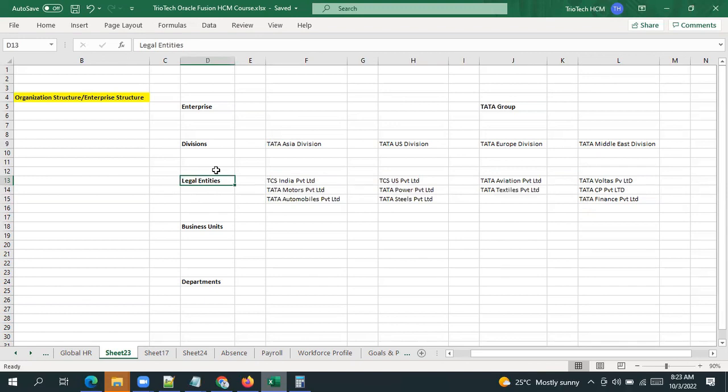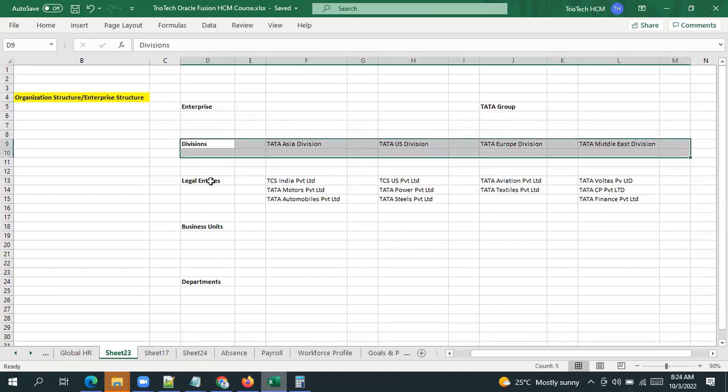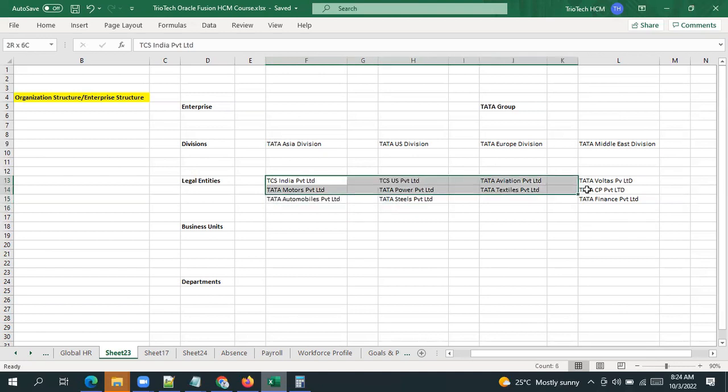Okay. Now, enterprise means what we understood team. Divisions means what we understood. And what is a legal entity in the system, we understood team. Under legal entities, we will have the concept called business units in the system. What is that team? After the company, what is the next level of bifurcation in the business?